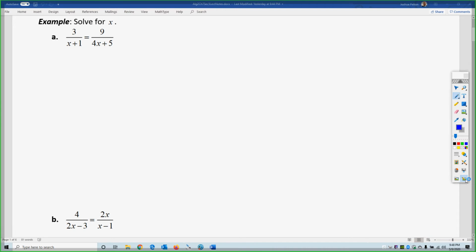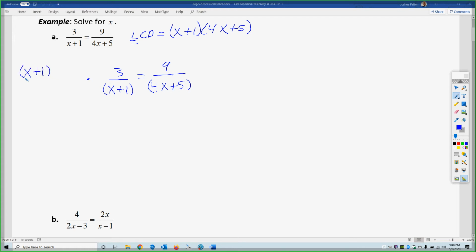In the first case, the denominators are already factored, and the lowest common denominator is x plus 1 times 4x plus 5, because they have nothing in common, it's only what's left over. So we'll leave some room here: 3 over x plus 1 on this side equals 9 over 4x plus 5 on that side. So multiply both sides by the LCD, which is x plus 1 and 4x plus 5.